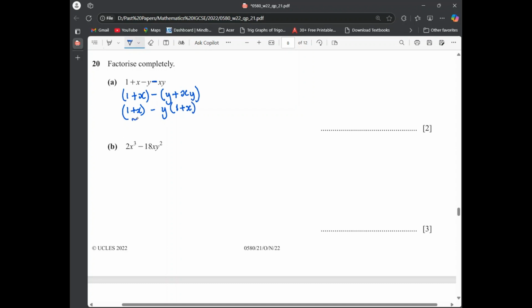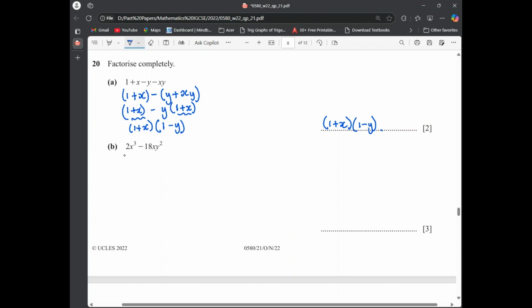And lastly, these are also common, so take them out. 1 plus x, and in brackets, if you divide 1 plus x by 1 plus x, you get 1, minus, divide y times 1 plus x by 1 plus x, we get y. So final answer is 1 plus x and 1 minus y. Note, you could have grouped 1 and y and taken out your common factor as x and x there, and that would have given you the same answer.